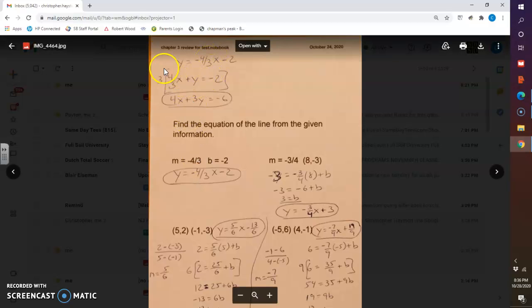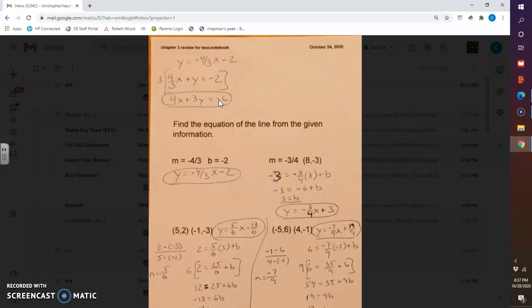We're going to move the x's over, so the x and y are on the same side, and we need to get rid of every fraction. So if I multiply everything by 3, I get 4x plus 3y equals negative 6. And that's my standard form of that equation.